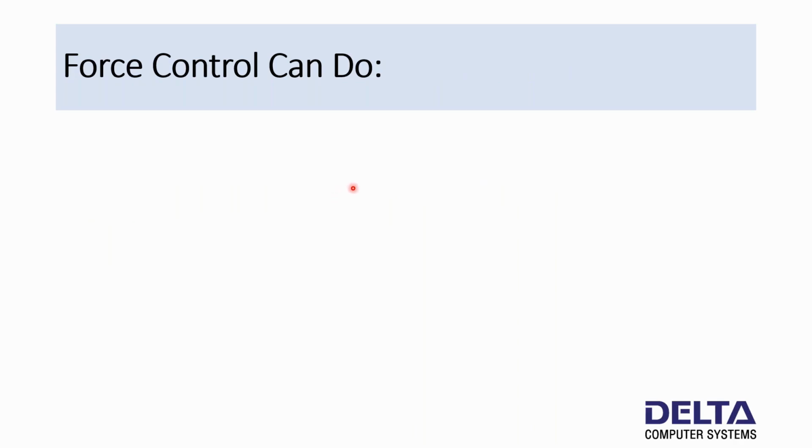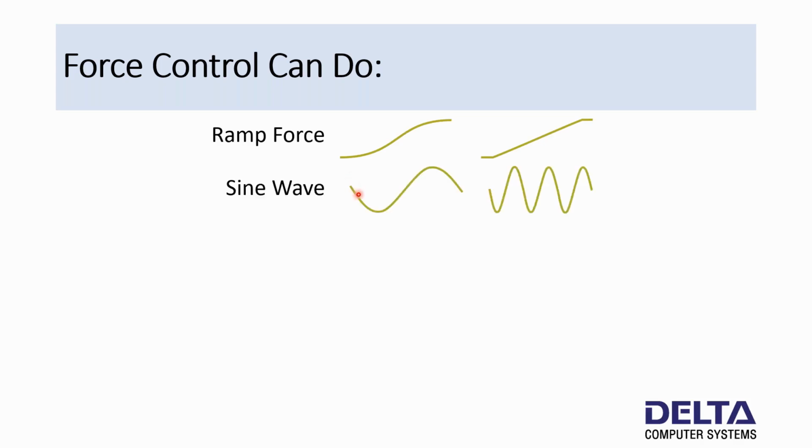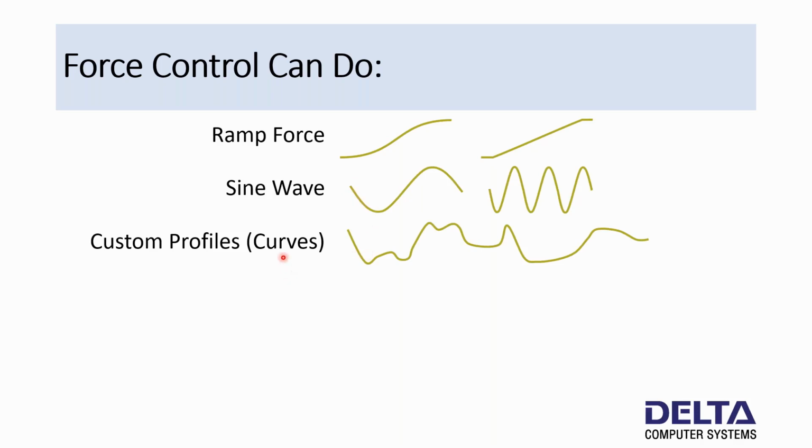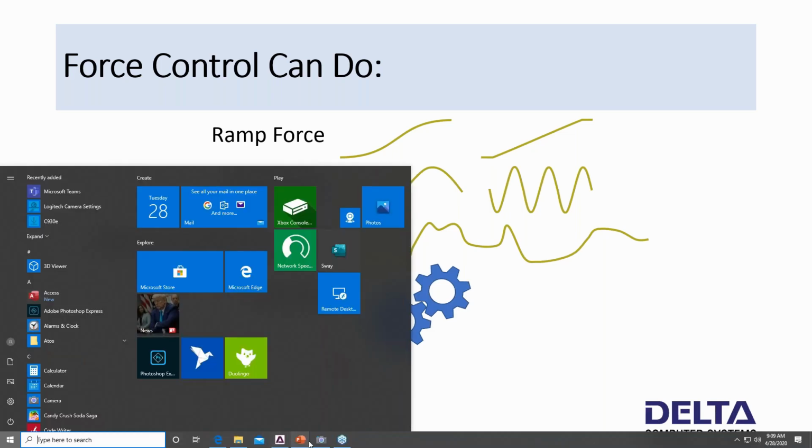Things that the force control can do, once we're in force control, like we are now that we did tuning: ramp the force up and down. We can do sine waves. We can do custom profiles like curves, and we can do gearing. So I'm going to demonstrate a couple of those here.